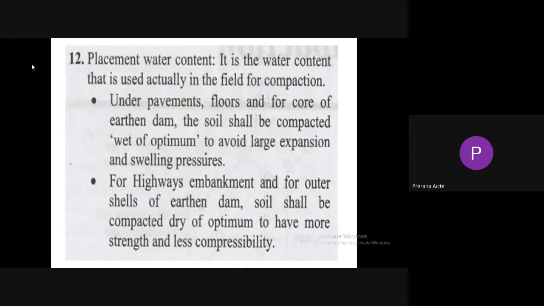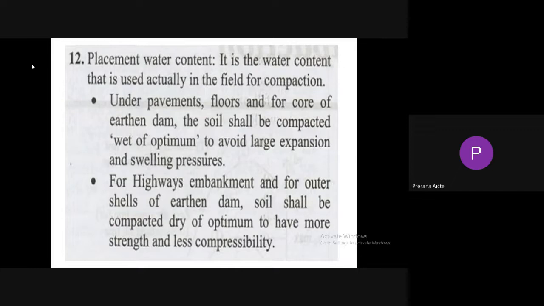Placement water content is the water content that is actually used in the field for compaction. In the laboratory we do the standard Proctor test or modified Proctor test in order to determine the maximum dry density and optimum moisture content. Actually, in the field, maximum dry density and optimum moisture content need to be used.